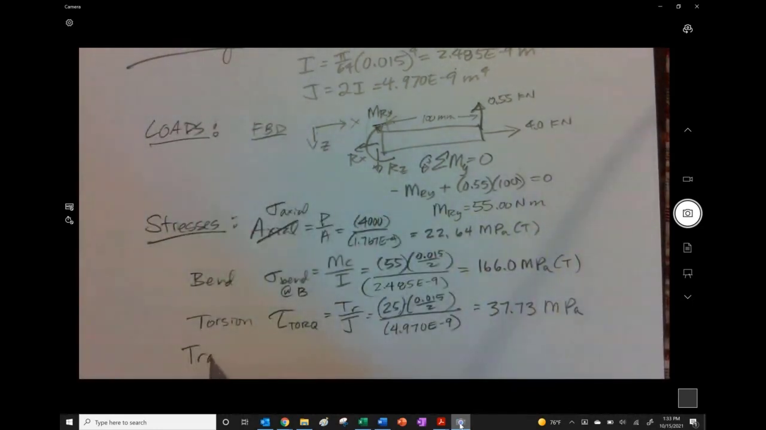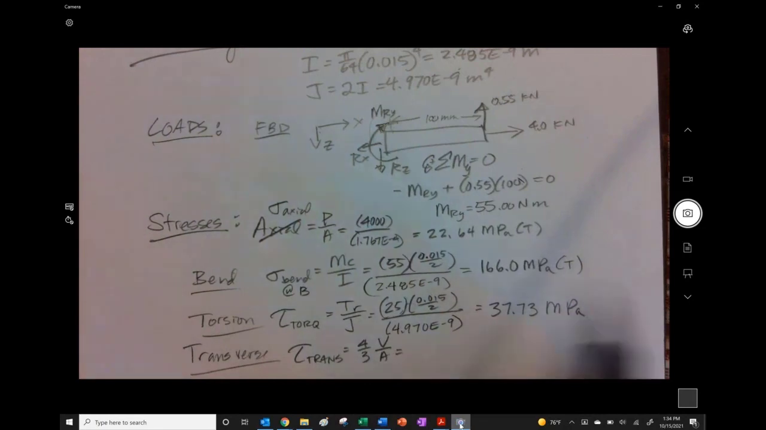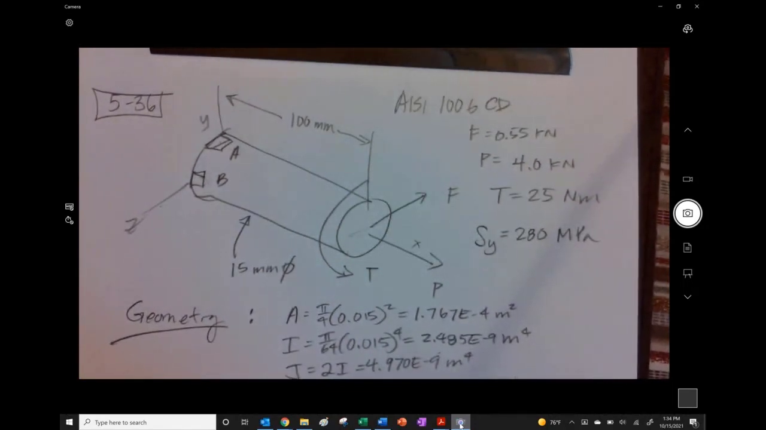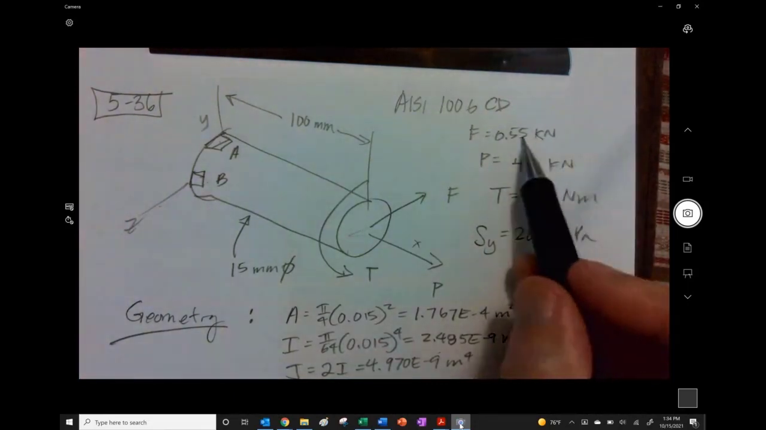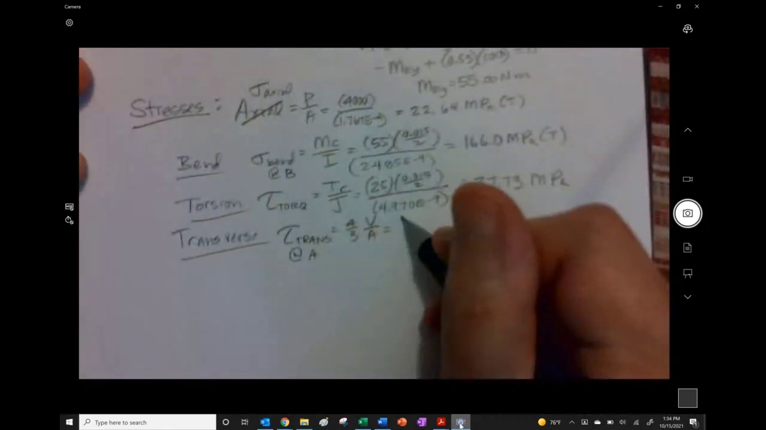So let's actually check that out. Let's see how much it is. Transverse right here. And it's a circle, so it's still going to be 4/3 V over A. But now it depends on which point we're looking at. So let's go back up here and say, which one of these is going to have transverse shear to it? A or B? A. I agree, A, right? And it's going to have our 0.55 kilonewtons. So maybe we'll just say at A to remind ourselves.